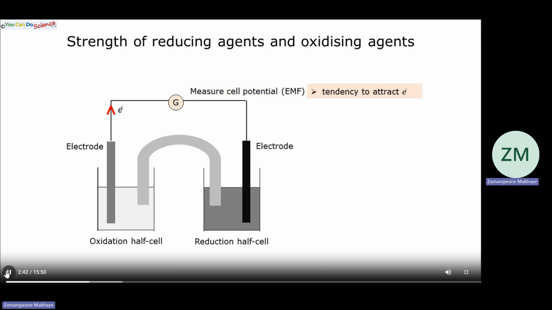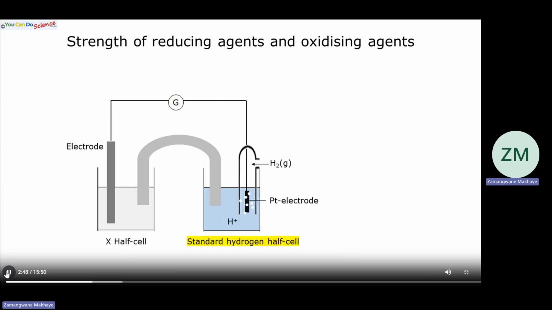The cell potential is the tendency of a half cell to attract electrons, and is measured relative to the standard hydrogen half cell, which is used as a reference electrode. To this hydrogen half cell, a cell potential value of 0 volts has been allocated.